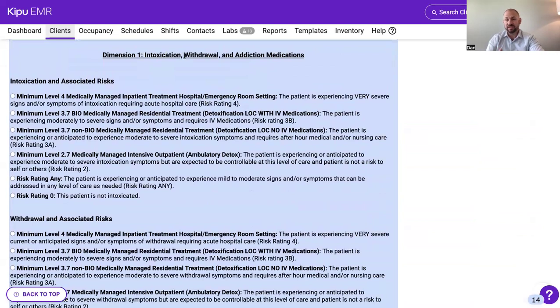All right, dimension one. So we have 6 dimensions. Dimension one, intoxication, withdrawal, and addiction medications. Basically, this is withdrawal potential. How severe is the client's addiction? Is it to the point where they're physically dependent on the chemical? So, opiates, big dependency factor. Alcohol, big dependency factor.